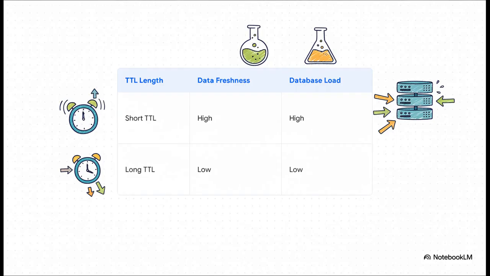But here's the thing about TTL. It forces you to make a really important trade-off. If you set a very short TTL, like 10 seconds, your data is going to be super fresh, but you'll get a lot more cache misses, which means your database is still doing a lot of work. On the other hand, if you set a really long TTL, maybe 12 hours, your cache will be amazing at protecting your database, but you run a much higher risk of serving old, stale data. It's this constant balancing act.